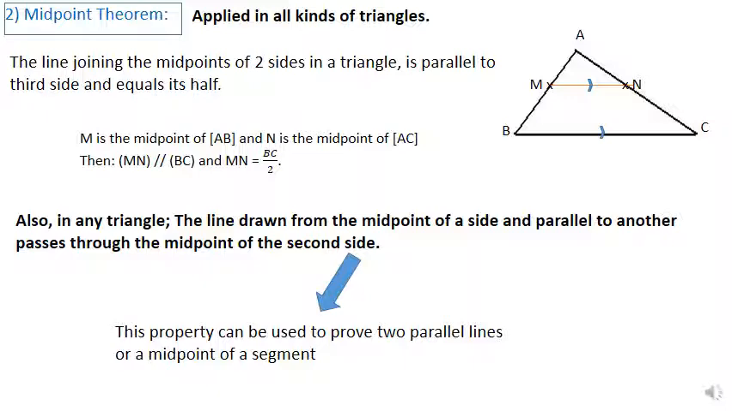Okay, so this is very important. So MN is parallel to BC and MN is equal to BC over 2. Also in any triangle, this is the opposite of the property. If we have two lines parallel and one of them is a midpoint, then definitely the other is a midpoint. Okay, so this is called the midpoint theorem.